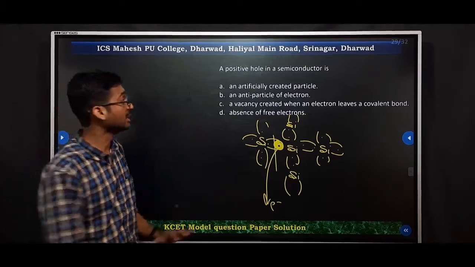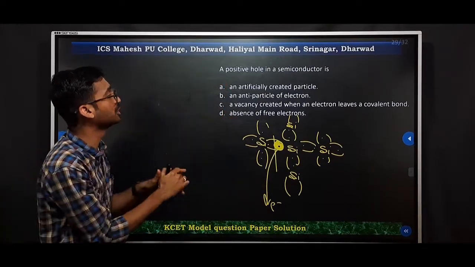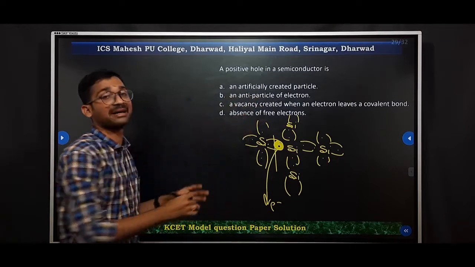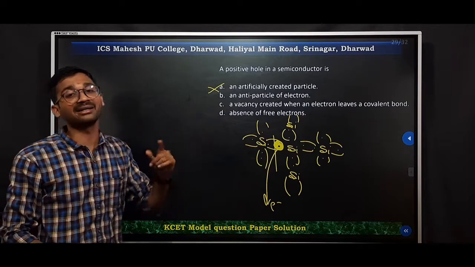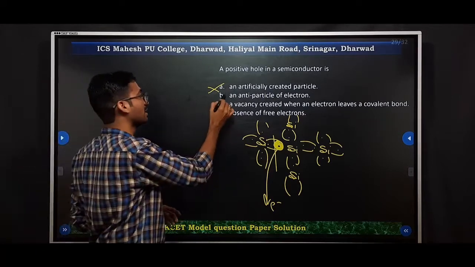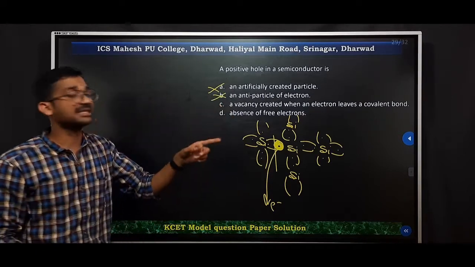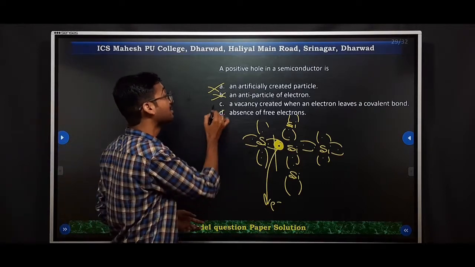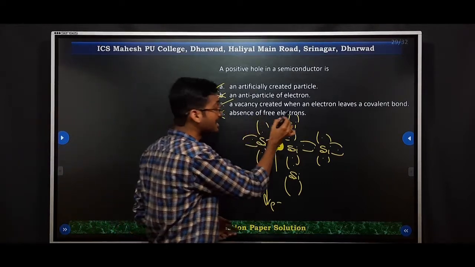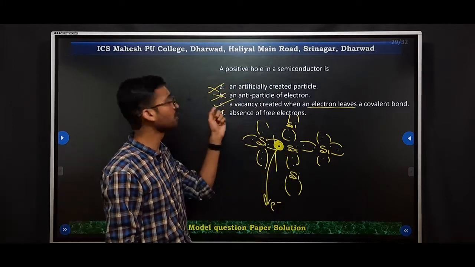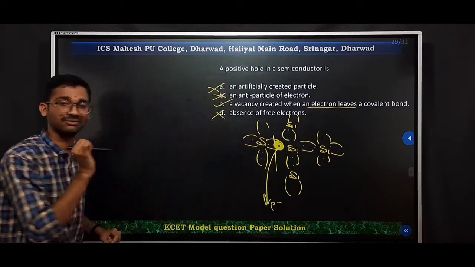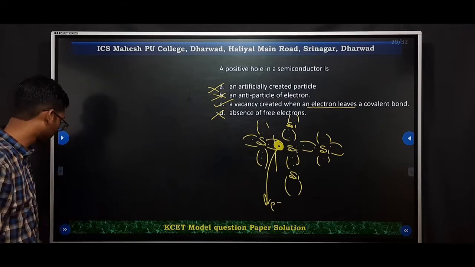charge. Therefore, from observing all the options: an artificially created particle, no, it's not right. An antiparticle of an electron, no, that also is not a right answer. The absence of free electrons, no. The vacancy created when an electron leaves a covalent bond. Therefore, option C is the right answer for the given question. Moving on to the next one.